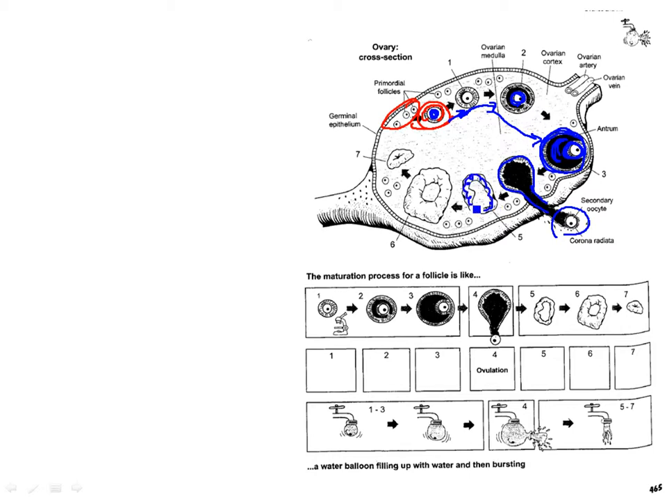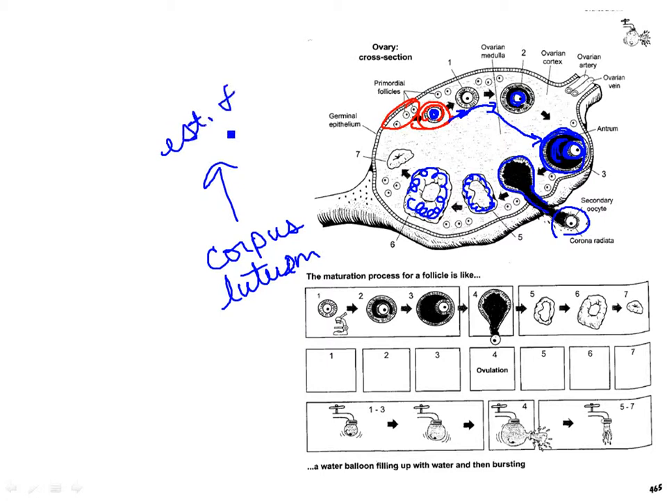That empty follicle is going to become a structure known as the corpus luteum, which literally translates to mean yellow body, because that's how it appears if you look at it under the microscope. Your corpus luteum is here, and it is going to secrete estrogen and progesterone. That estrogen and progesterone are going to work together to prepare the uterus for a potential pregnancy. So let's move on to the next slide and talk a little bit more about this.